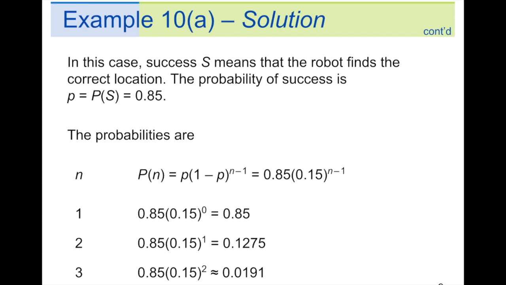So for any n, it's p times 1 minus p to the n minus 1. Remember, just the 1 minus p is to the n minus 1, not the p as well. So it's 0.85 times 0.15 to the n minus 1. So when n is 1, it's 0.85 times 0.15 to the 0. For 2, it's 0.85 times 0.15 to the 1, and so on. And so we get these different probabilities. So probability of success on the first trial is just what p is, 0.85. And then probability of success on the second trial, 0.1275. Probability on the third trial, 0.0191.